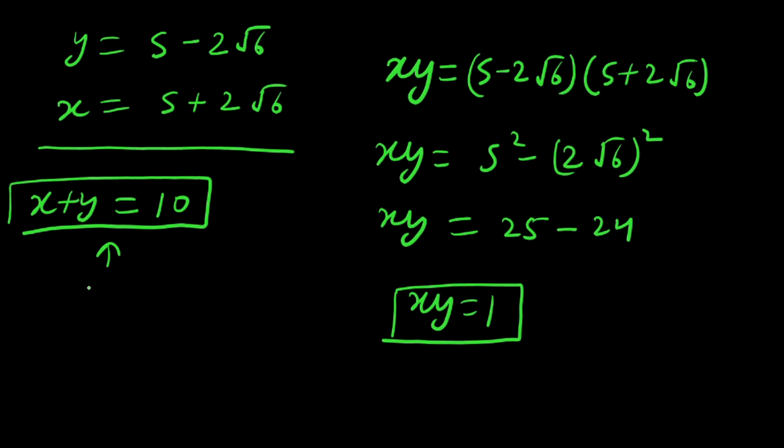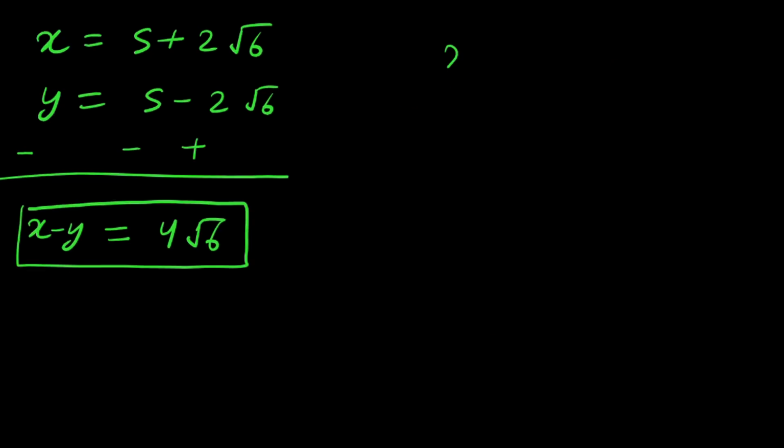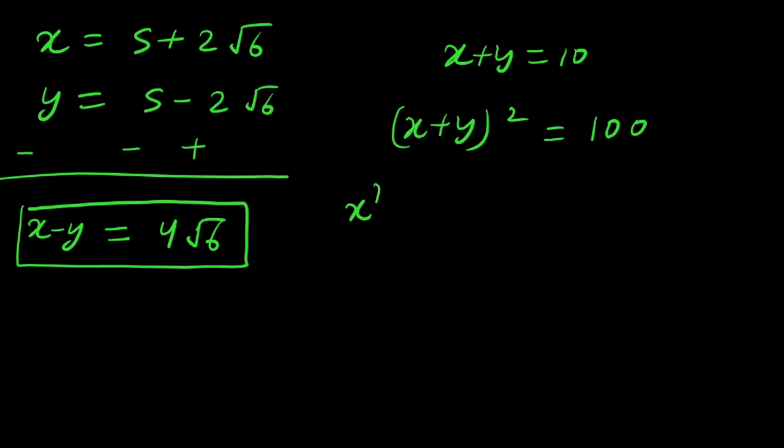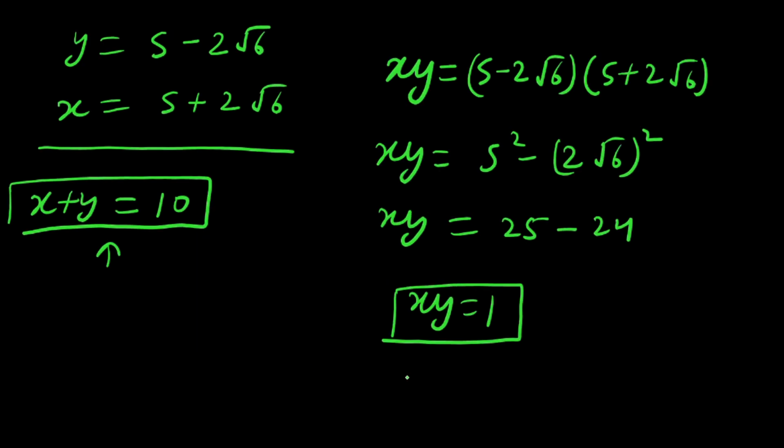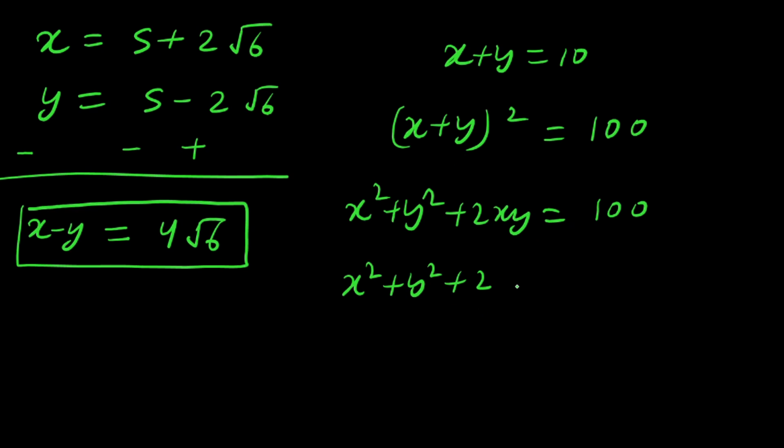we know that the value of x plus y is 10. If we square both sides, then x plus y whole squared equals 10 squared, which is 100. And x plus y whole squared is x squared plus y squared plus 2 times x y, which equals 100. Here x times y is replaced by 1, because the value of x times y is 1. So 2, and this equals 100. Then x squared plus y squared equals 100 minus 2, which is 98.